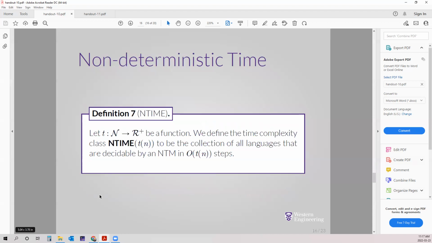So let t be a function from n to R plus. We define the time complexity class NTIME. Before we used DTIME, now NTIME of t(n) is the collection of all languages that are decidable by a non-deterministic Turing machine in time complexity big O of t(n) steps. Now, the issue here is what this will be: constant, linear, quadratic, logarithmic, exponential, polynomial. We will see.